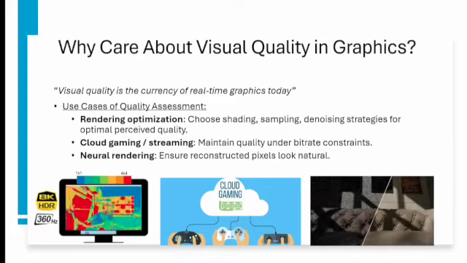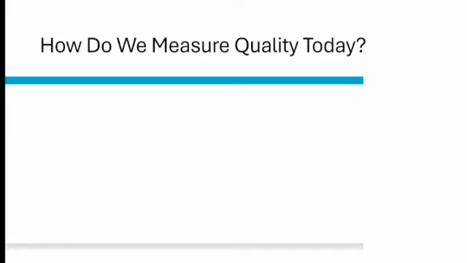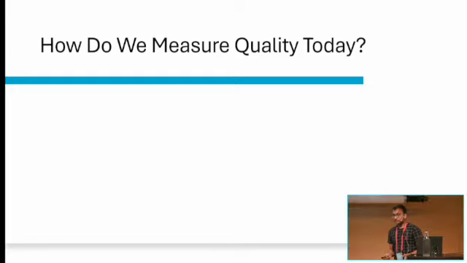Visual quality has become the currency you spend to gain speed, compression, or power savings. And sometimes you overpay, sometimes you underspend. A good metric helps you budget wisely. So now that we have established that visual quality is important, how do we quantify it? How do we measure it?